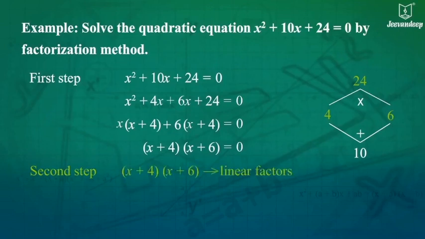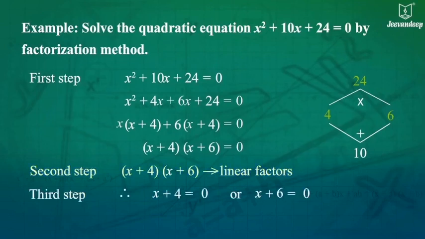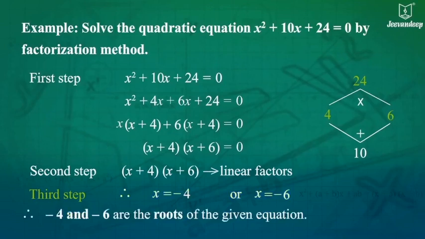Thus, x plus 4 and x plus 6 are the two linear factors. Third step, that is, equating each linear factor to 0. This gives x is equal to minus 4 or minus 6. Therefore, minus 4 and minus 6 are the roots of the given equation.